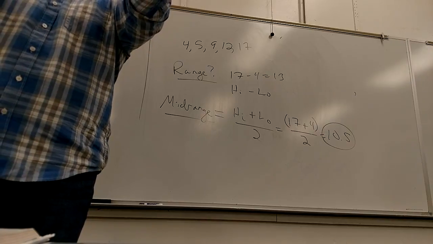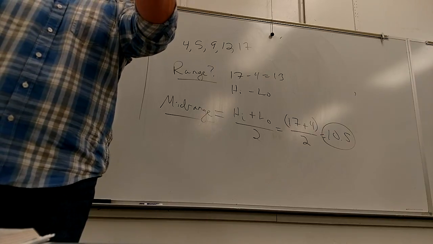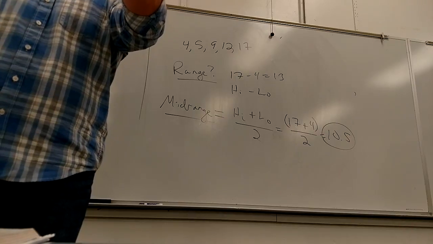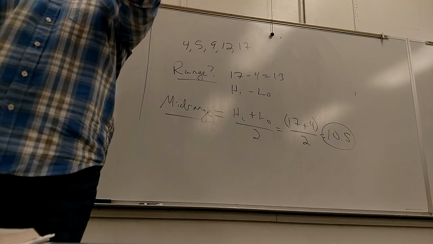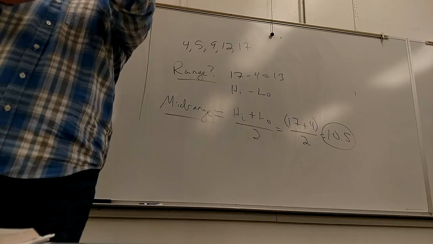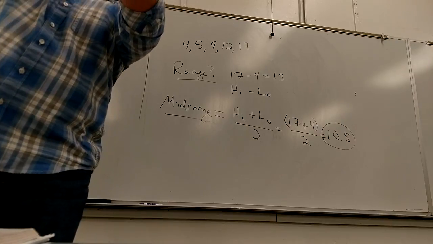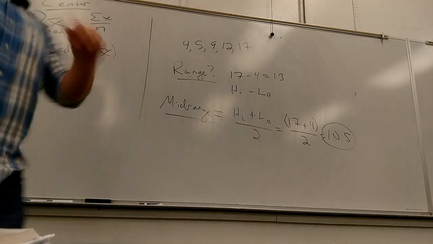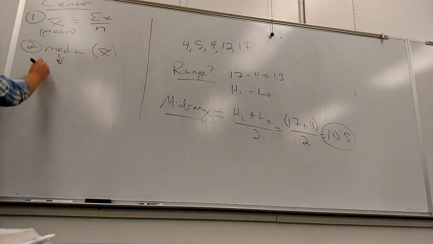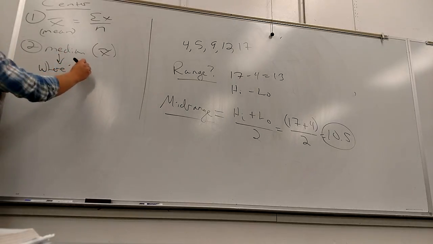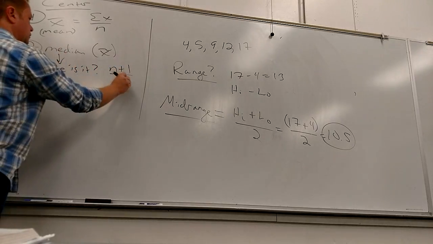5 cut in half is 2.5. That doesn't make sense. It's not the 2.5 number, right? So the formula is n plus 1 divided by 2. If I do 5 plus 1, that's 6. Divided by 2 is the third one. So how do I find the median? Where is it? N plus 1 divided by 2.